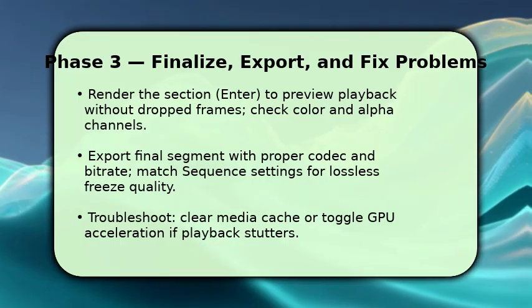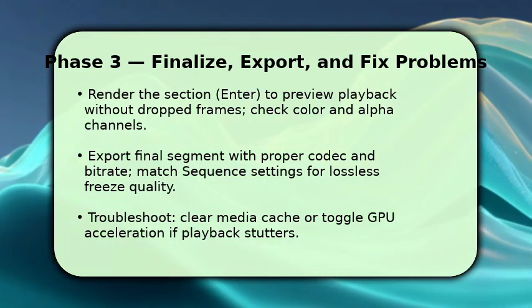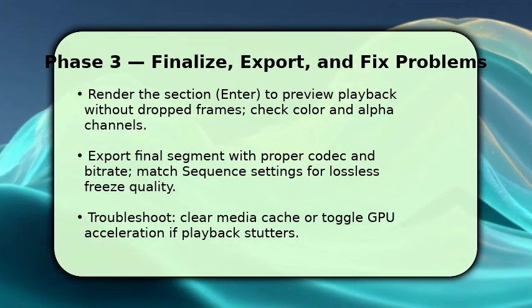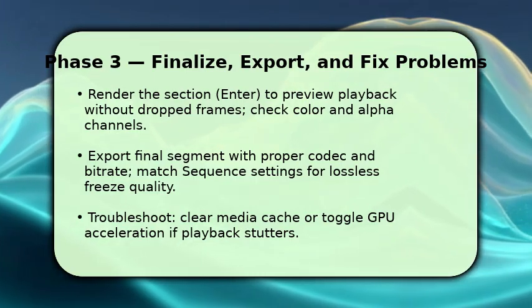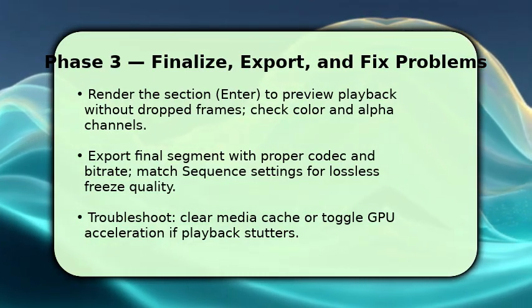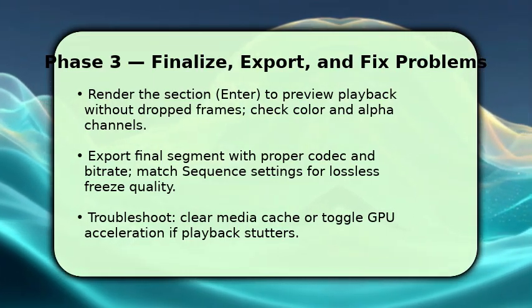When exporting, match your sequence settings and pick a codec that preserves sharpness. Use a higher bitrate for motion or retain alpha if compositing. If playback stutters, troubleshoot. Clear the media cache, toggle GPU acceleration in Preferences, or replace the frame hold with an exported still to reduce processing.